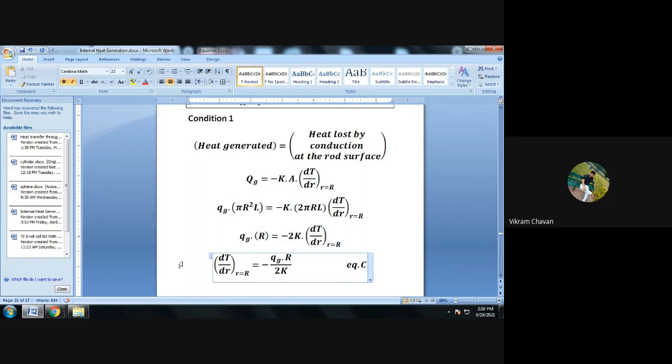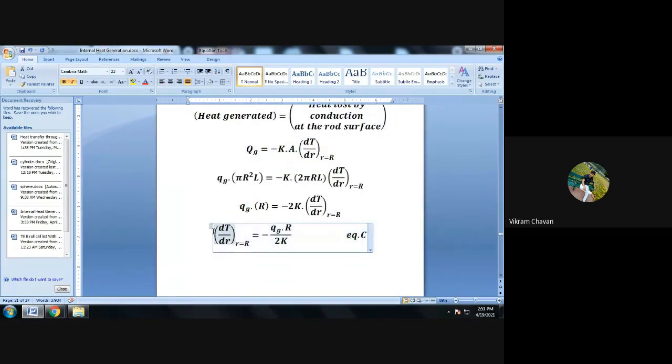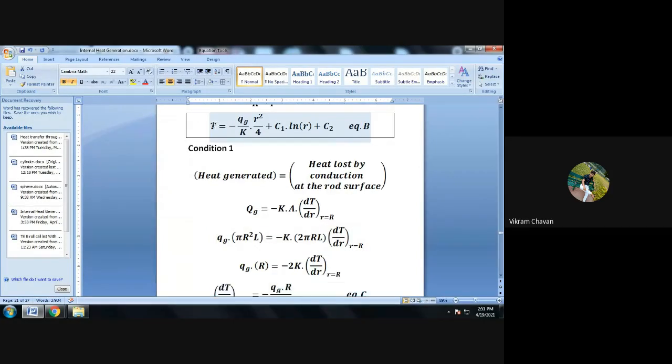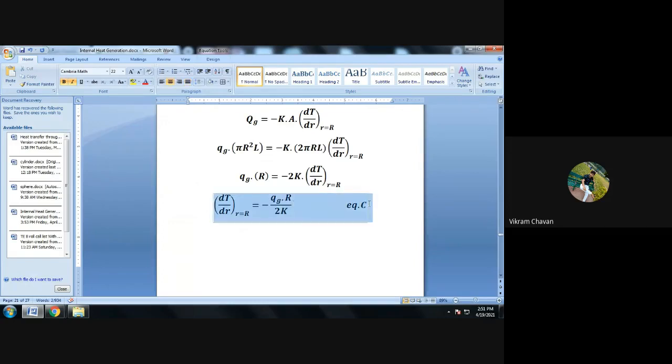So now we are getting this equation for differentiation of t with respect to r when small r is equal to capital R. Now we have to determine the differentiation of t with respect to r for this particular general heat conduction equation. Once again we have to determine dt divided by dr when r is equal to R. So to determine this, from equation number b, we have to differentiate equation number b. Everyone reach up to this equation number C? Is there any doubt, any question?